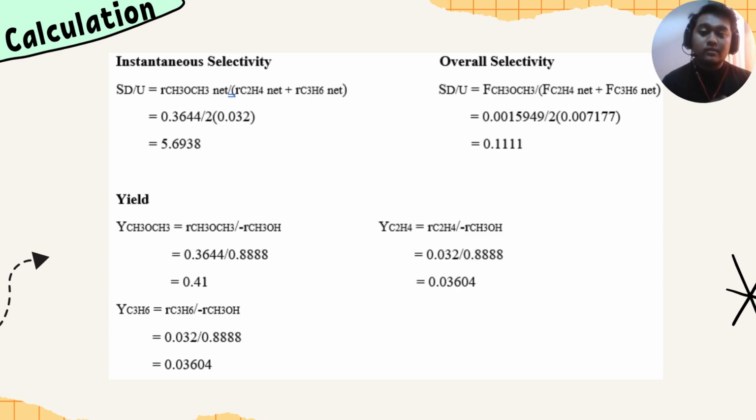We obtain the value of 5.6938, and next the overall selectivity, by using the formula of the flow rate of the desired product over the flow rate of the undesired product, and obtain the value of 0.111. And lastly, the yield of each product. Starting with the yield of the desired product, by using the formula of R desired product over the limiting reactant, we obtain the value of 0.41. The yield of C2H4 is the same as the yield of C3H6, the same value 0.03604, as they both are olefins.